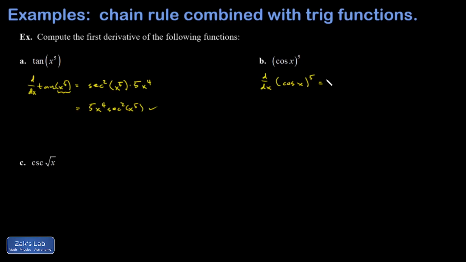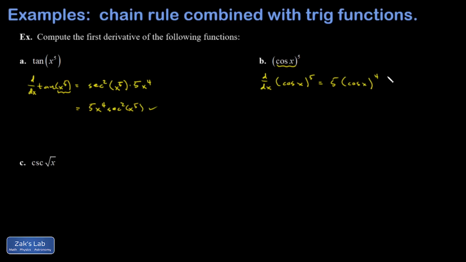So this is cosine x all raised to the fifth power. So I'm going to differentiate this thing with respect to cosine x. I'm treating the cosine x as a single variable thing. And that just gives me 5 times that thing to the fourth. You just use the power rule on that.